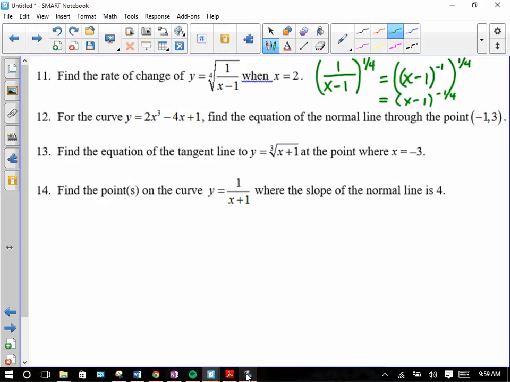Now, these next problems, number 12 and 13, say: for the curve y equals 2x cubed minus 4x plus 1, find the equation of the normal line at the point negative 1, 2. To find the equation of a line, we need two things. Right. Slope. And what else? The point, which you're given. So it gives you the point. How do you find the slope of a function at a given point?